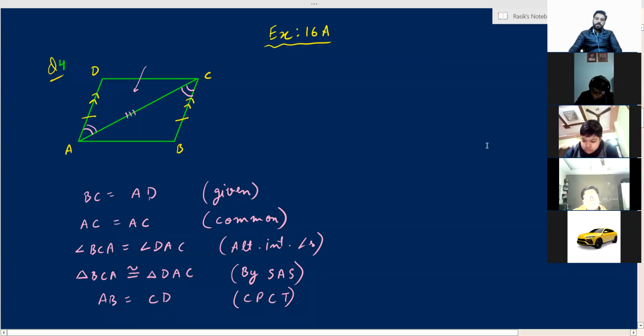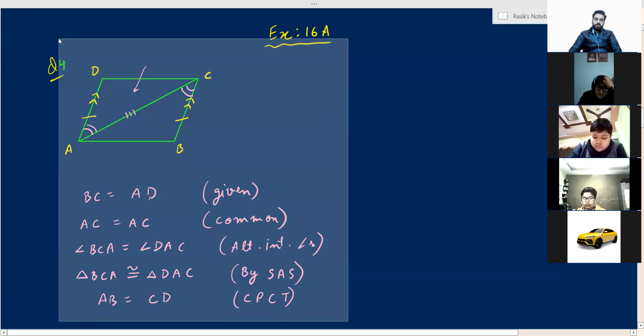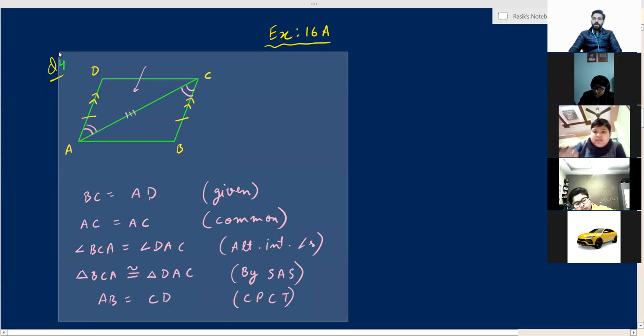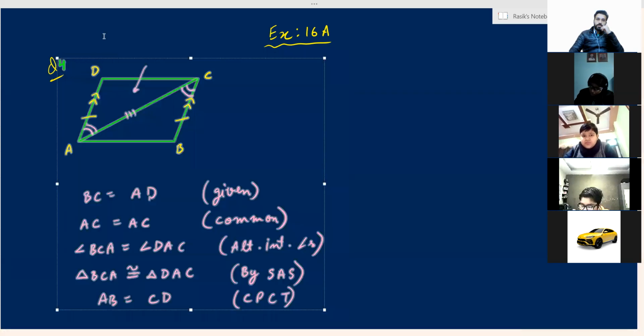Let's start with question number 5. What was the full form of CPCT? Corresponding parts of congruent triangles. It is given in the higher classes also.